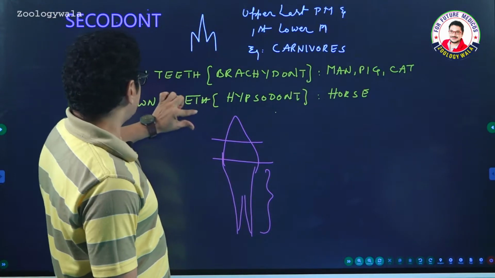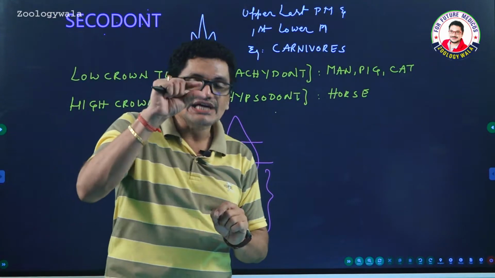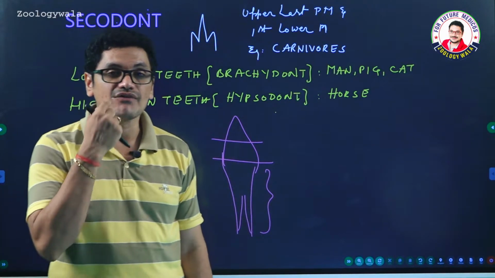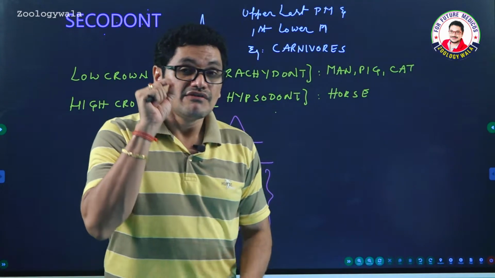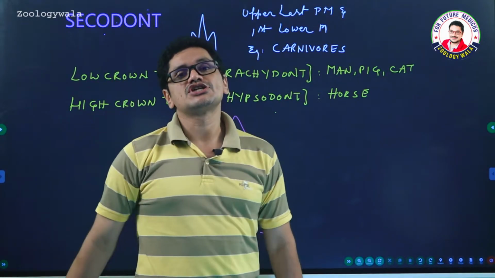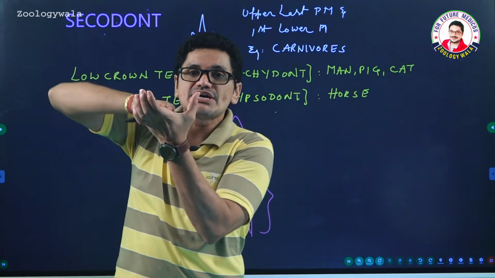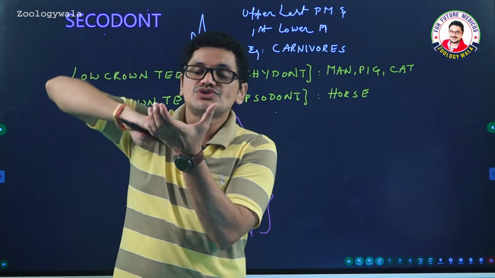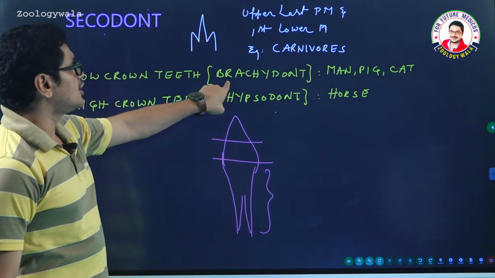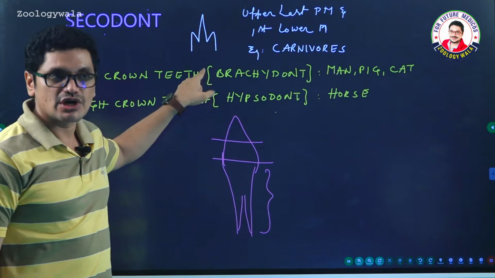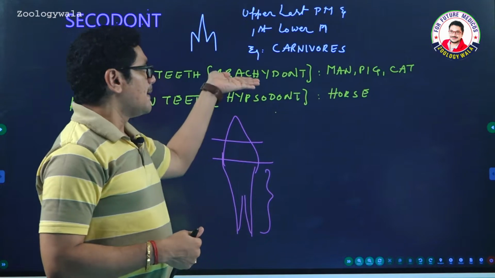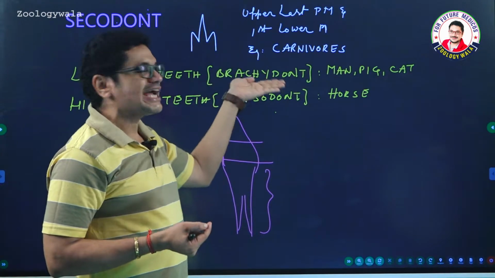If the crown is very less visible, low crown teeth are generally seen. In human beings we have very little visible portion, and most of the tooth is embedded in the sockets of the jawbone. In human beings there is a membrane called the periodontal membrane which lines the socket of the jawbone, where the teeth are fixed. So these low crown teeth are generally observed in human beings, and also seen in Sus scrofa pig and in cats, and low crown teeth are called brachydont.